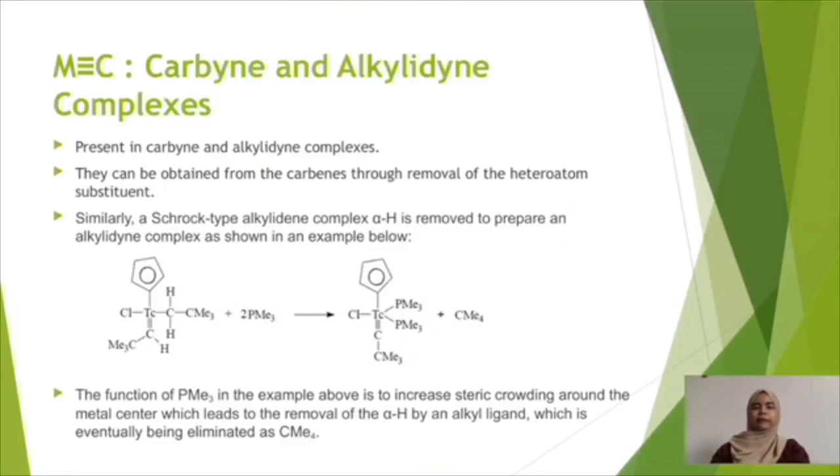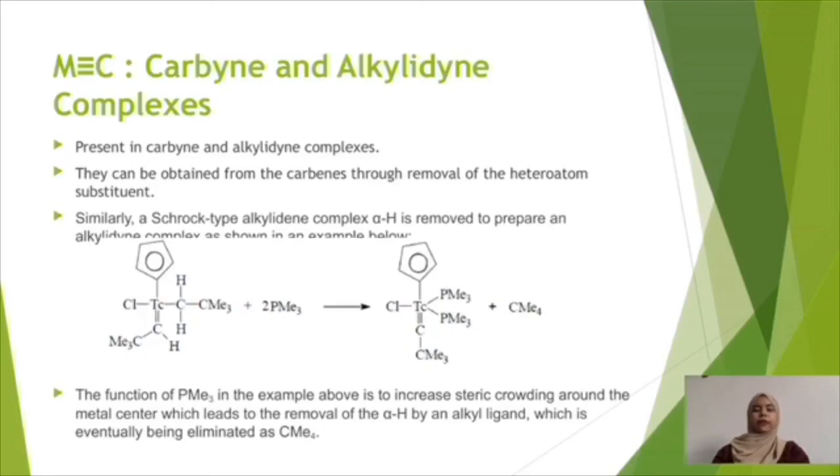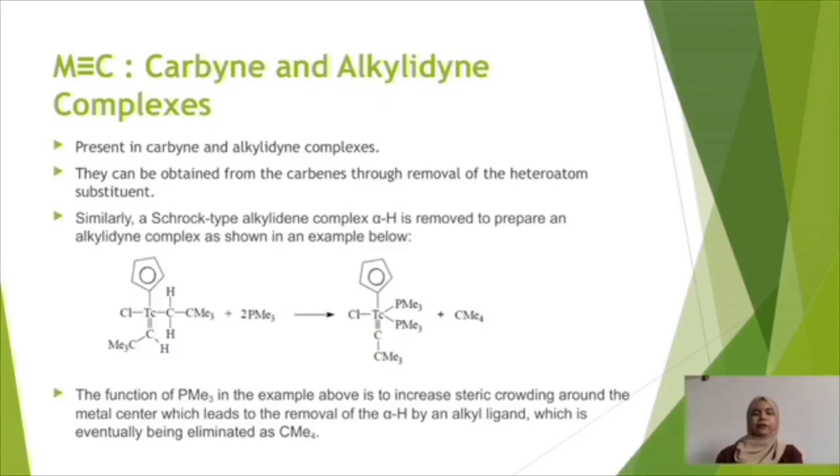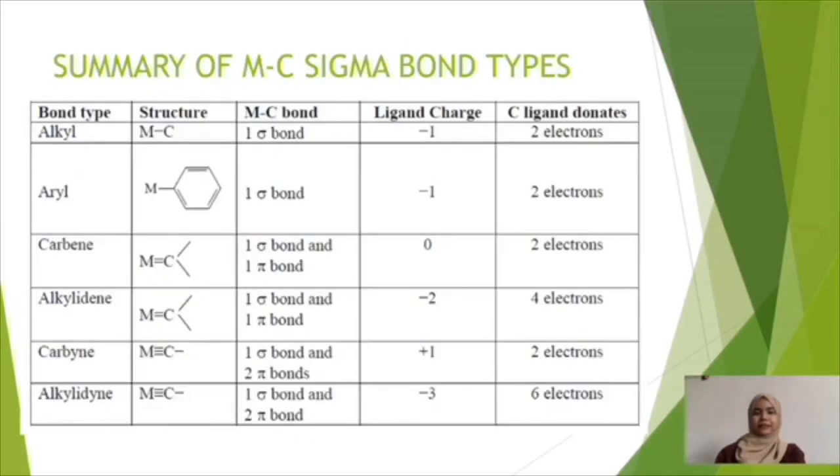Next, for the Schrock carbene and alkylidene complexes, they can be obtained from the carbenes through removal of the heteroatom substituent. In Schrock type alkylidene complex, an alpha hydrogen is removed to prepare the alkylidene complex. The function of phenyl trimethyl in the example is to increase steric crowding around the metal center, which is eventually eliminated. This is the summary of the MC sigma bond types.